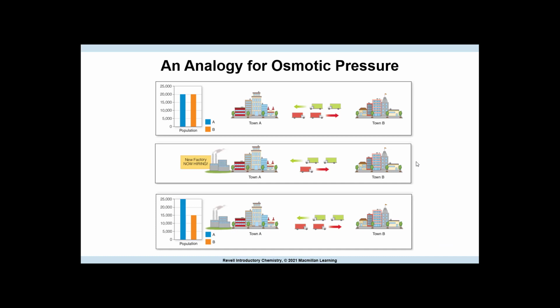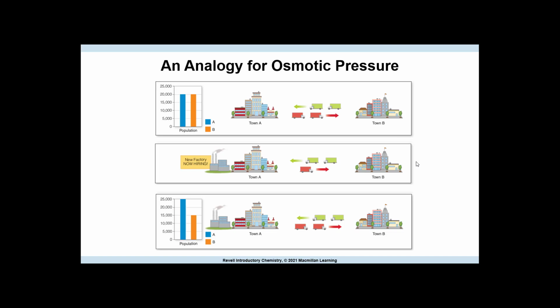Why does water do that? To understand this property, it is helpful to use an analogy. Imagine 2 towns with equal populations. Both towns are nice and people like to live close to work. People with jobs stay put, while those without jobs may move back and forth between towns.